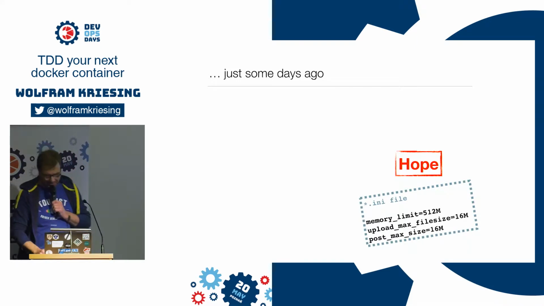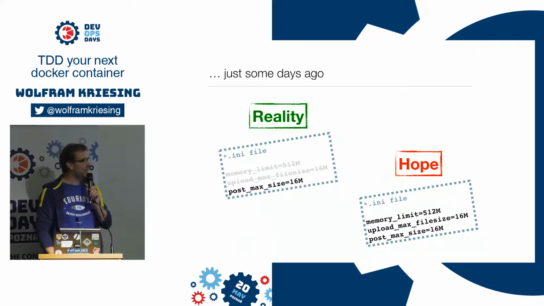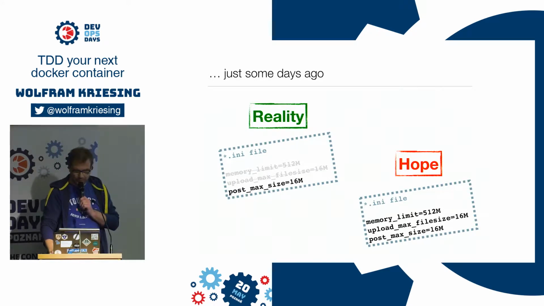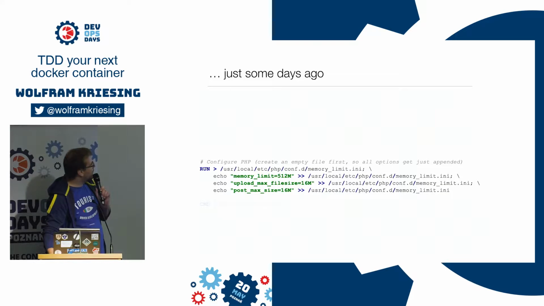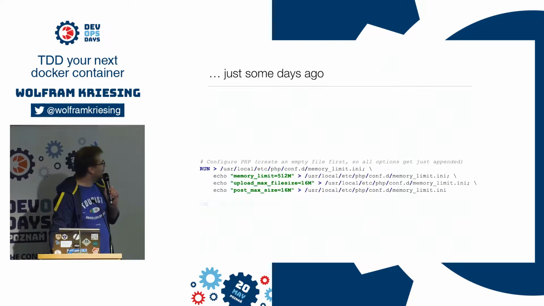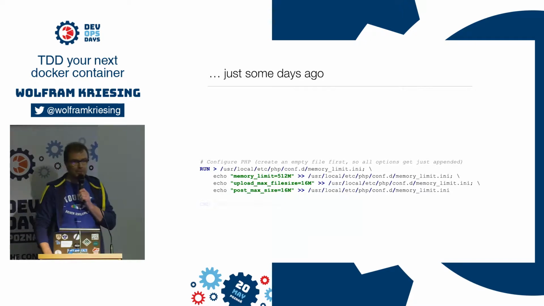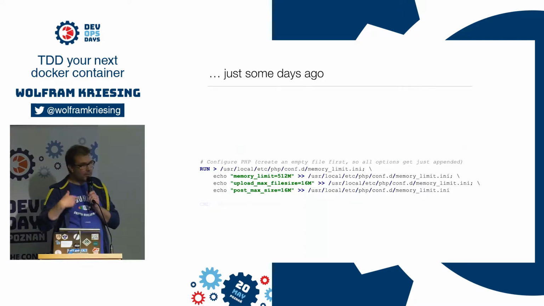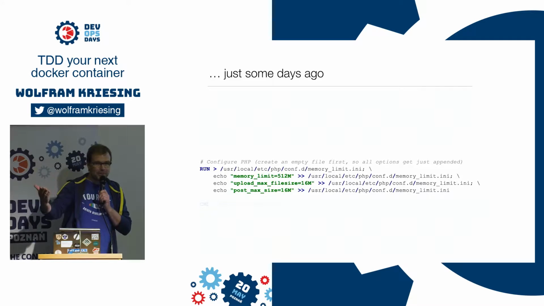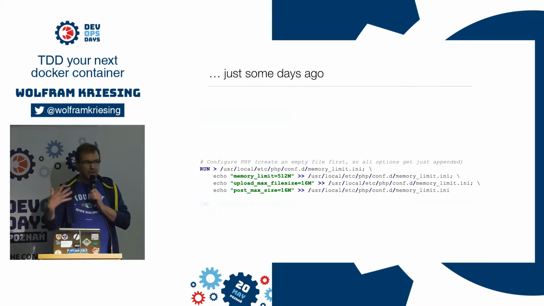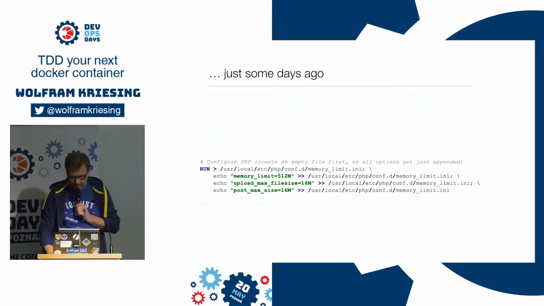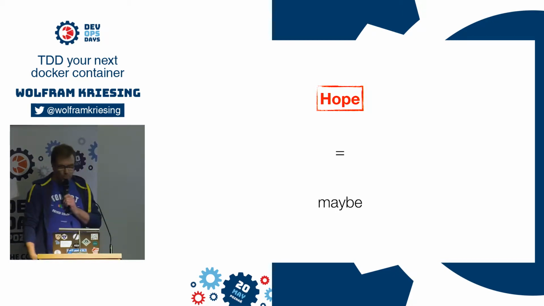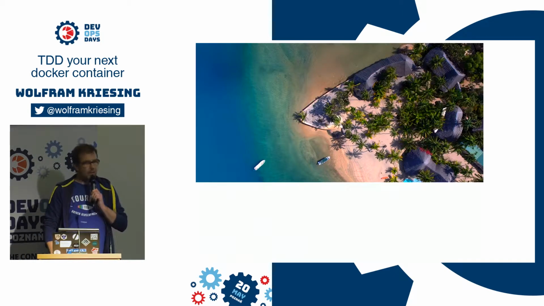And of course I was wrong, because reality proved to me that my ini file looked like this, because you spotted it already, I guess. You see the difference. It's just one arrow. And I broke it. And it went to production. The first time I changed something, it just overrode the memory limit. I was like, no way, I cannot do that ever again. So I think hope is just maybe, and it actually took away the time I could be on the beach.